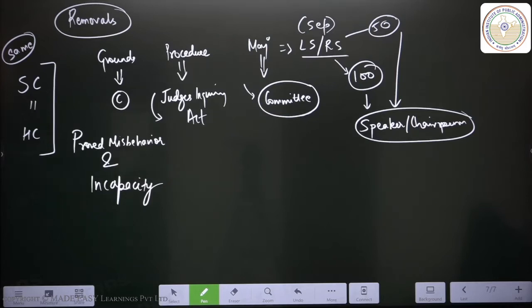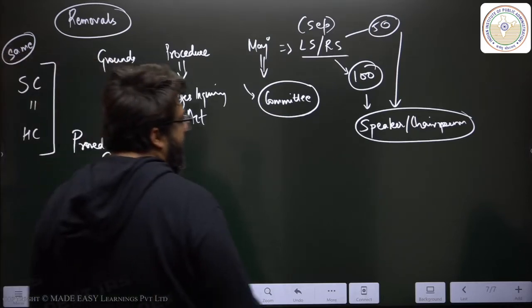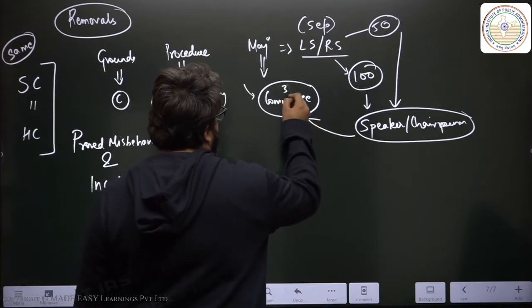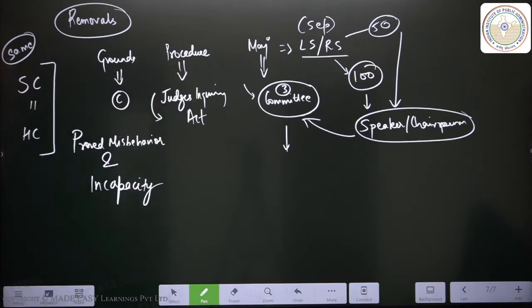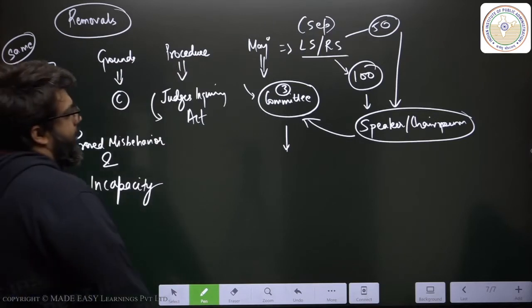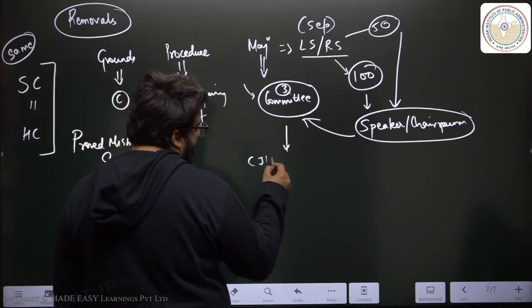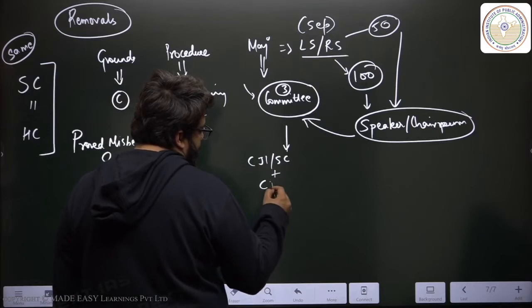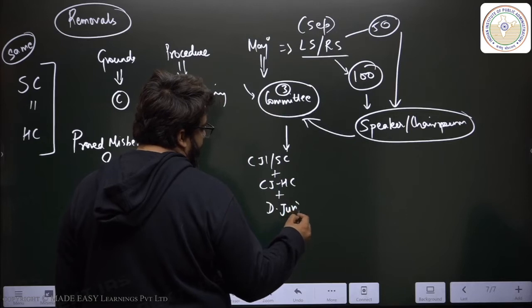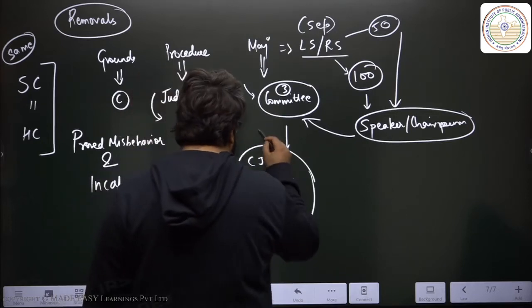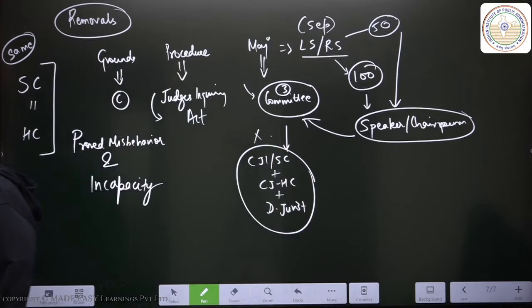Then what usually happens is, the speaker or the chairperson will constitute a 3-member committee. This 3-member committee will comprise a judge of the Supreme Court or the Chief Justice, a chief justice of a High Court, and a distinguished jurist. So either the CJI or a Supreme Court judge, the chief justice of any High Court, and a distinguished jurist. ओके, इन लोगों की कमेटी बिठाते हैं. प्री में कभी भी ये टेक्निकल डिटेल नहीं पूछेंगे, ठीक है.